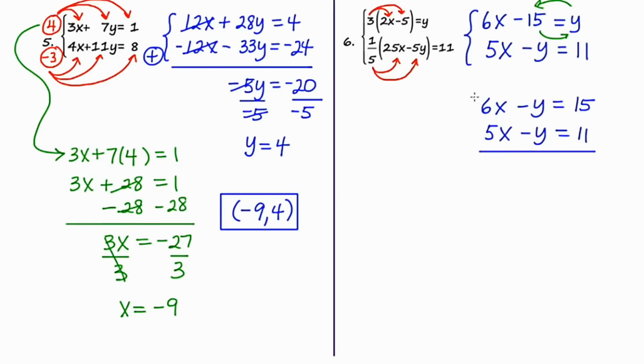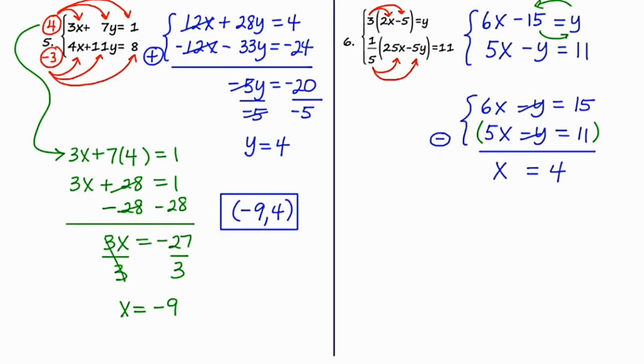And now I'm ready to deal with my two rows. In this case, in order for the y's to cancel out, I'm going to need to subtract. And we saw this in an earlier example. Make sure that you subtract through the entire set of parentheses. So let's go very carefully through this. What is 6x take away 5x? Well, the answer is x, 1x. What is -y minus a -y? Well, minus and negative is plus, so we have -y plus y, which means they cancel out. And finally, we have 15 minus 11, which is 4.